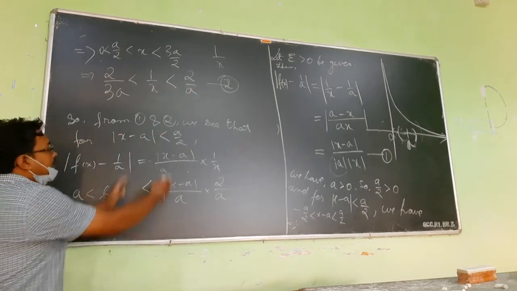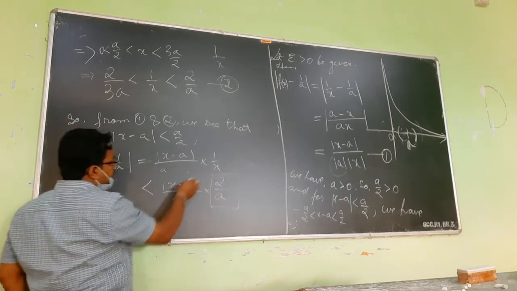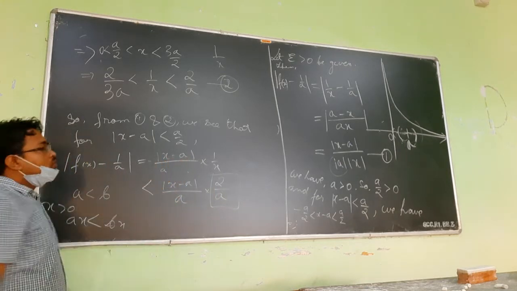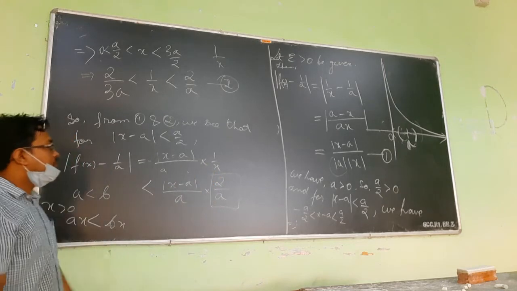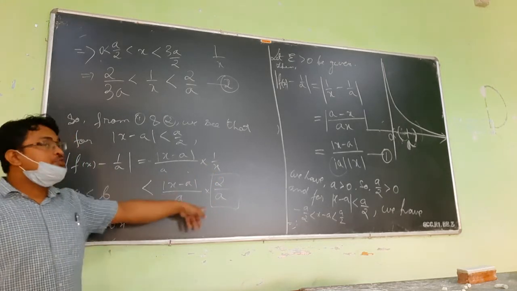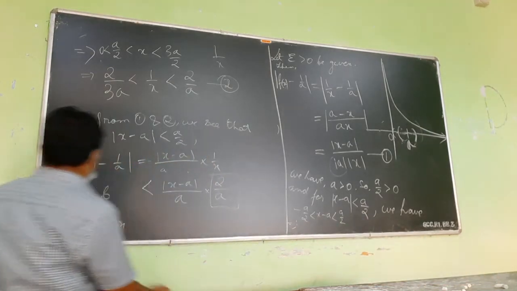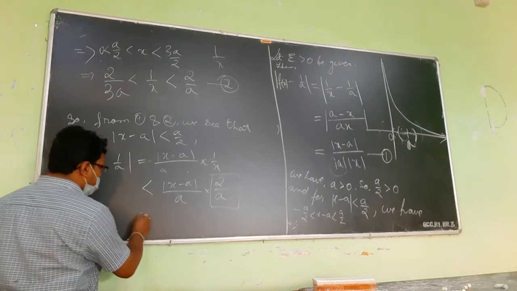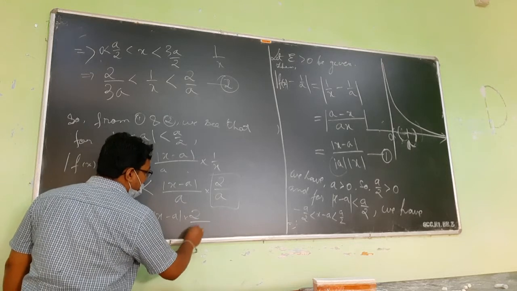This into this will be less than, if you substitute a larger quantity here, the resultant quantity will be greater than this. We are substituting this by a larger quantity, but you have to make sure everything is positive, otherwise it is not true. So I can write this one as mod of x minus a multiplied with 2 by a square.